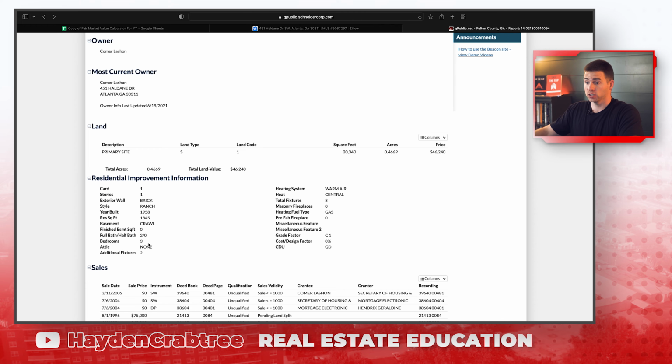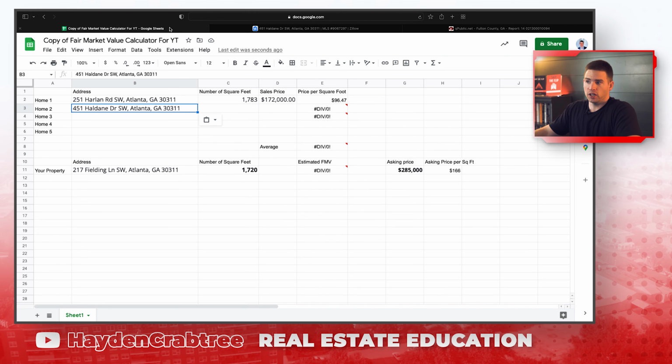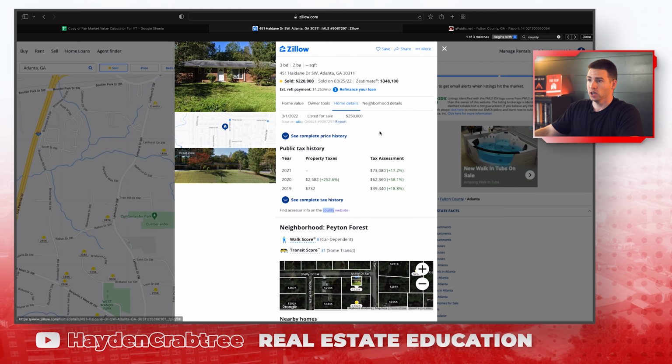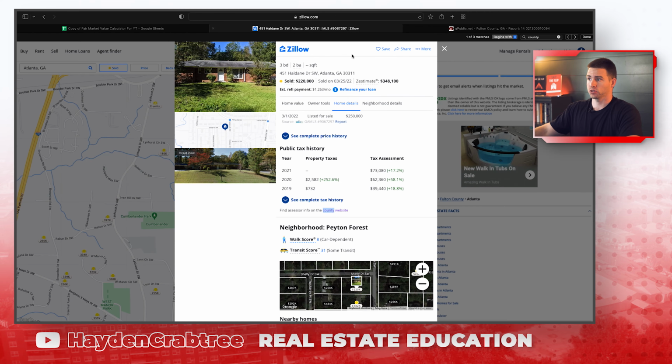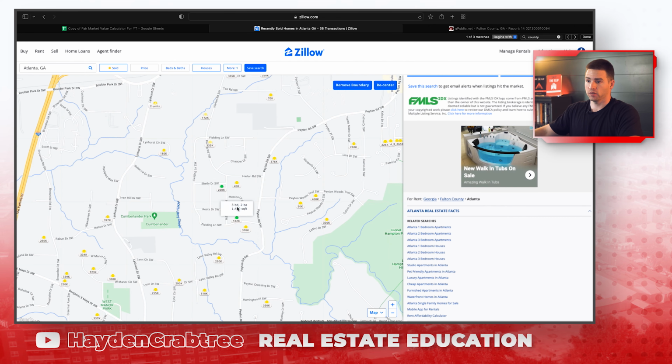So here we have residential improvements and it shows a 3-2 with 1845 square feet. Residential square feet is what that is. So now, Zillow didn't have it, but we know this is 1,845 square feet. And we also know that this property sold for $220,000, right? Perfect, so this sold for $119 a square foot. Okay, now we're gonna try and find some other comps. So let's keep looking through here.